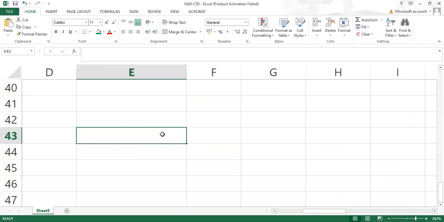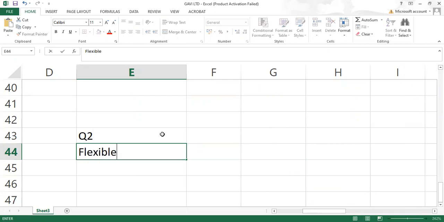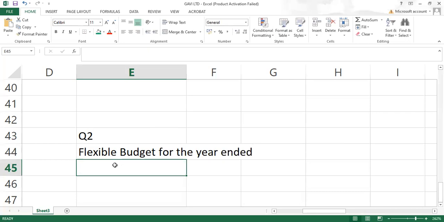Okay, but let me put this thing here. They say we should prepare a flexible budget, right? Yes. So we put Question 2, flexible budget, for the year ended, they put the year there. So if you are doing it, put the year there yourself. For the year ended. So we start with what? Output level, isn't it? Let's start with output level.